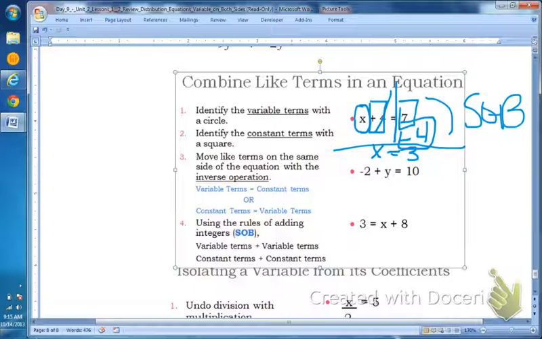Okay, let's look at the second example. -2 gets a square. It's a constant. Y gets a circle. And the 10 gets a square. Very good, you know this. All right, so what are the like terms we need to combine here? 10 and -2.